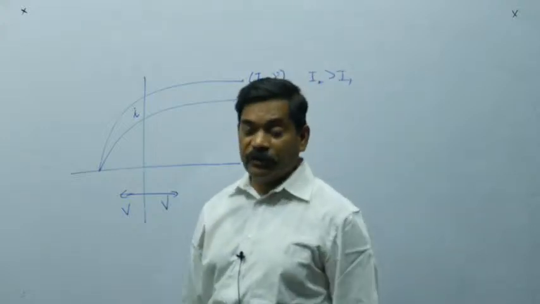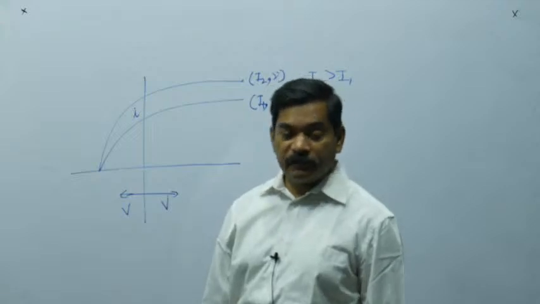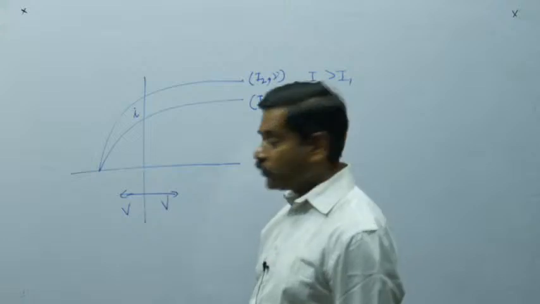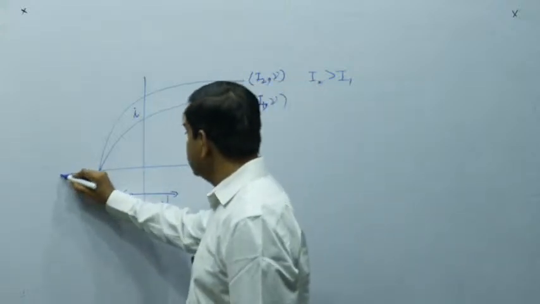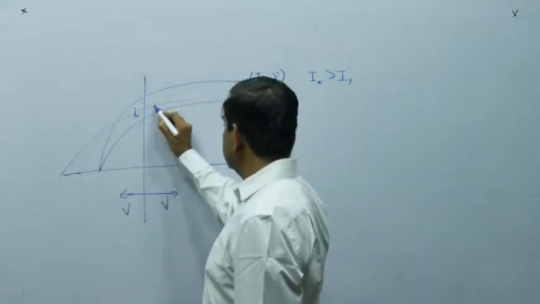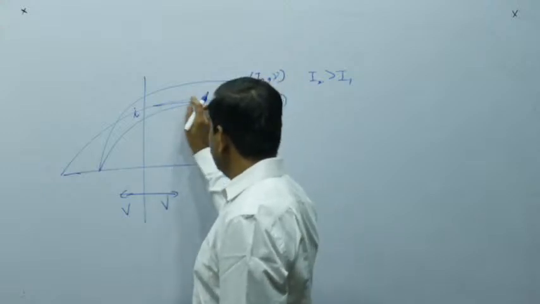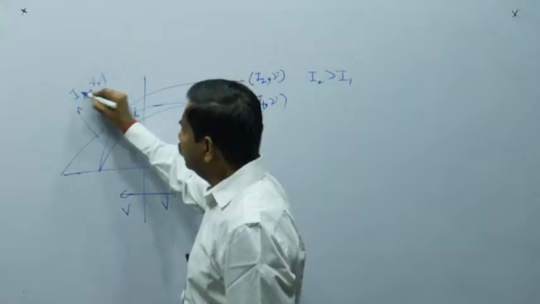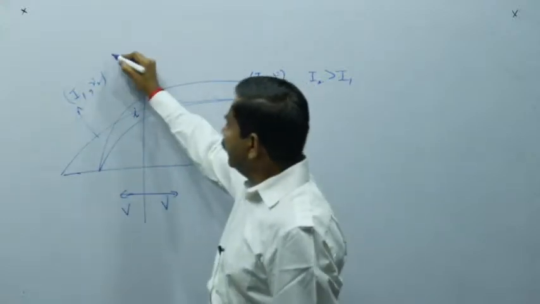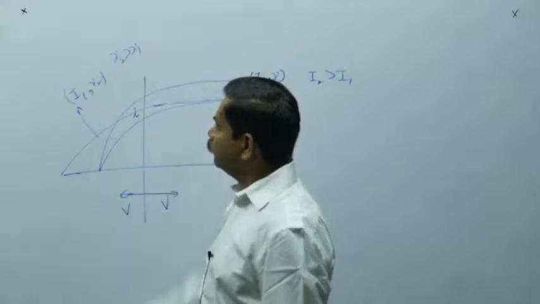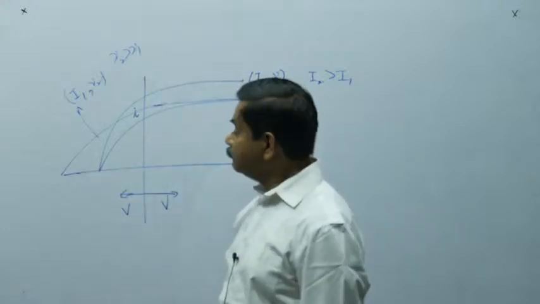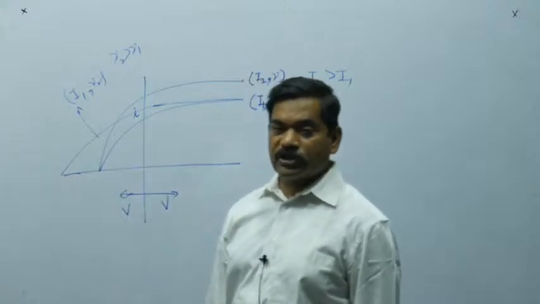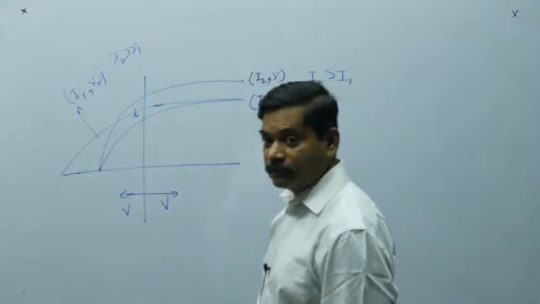Now see, if the frequency is increased but the intensity is not increased, the saturation current will remain the same but the stopping potential will increase. So the graph will be like this. This graph is for the intensity I1 and frequency nu2. This was the frequency nu1 and here nu2 is greater than nu1. Because the frequency has increased, the stopping potential will also increase.